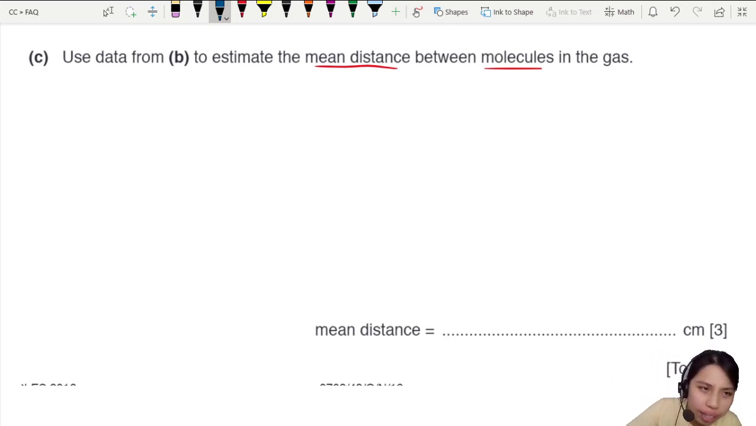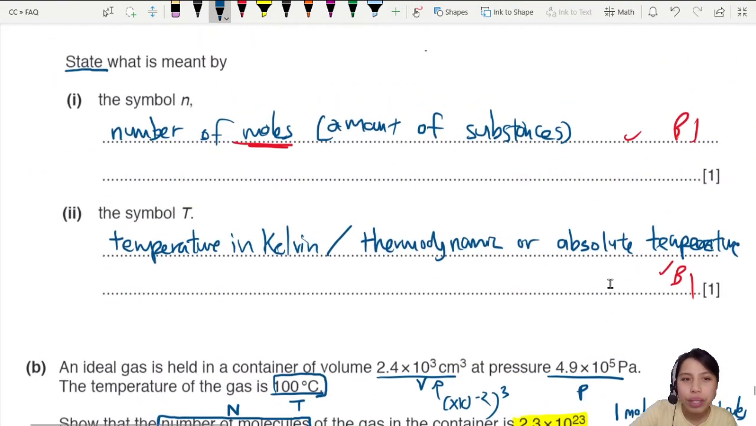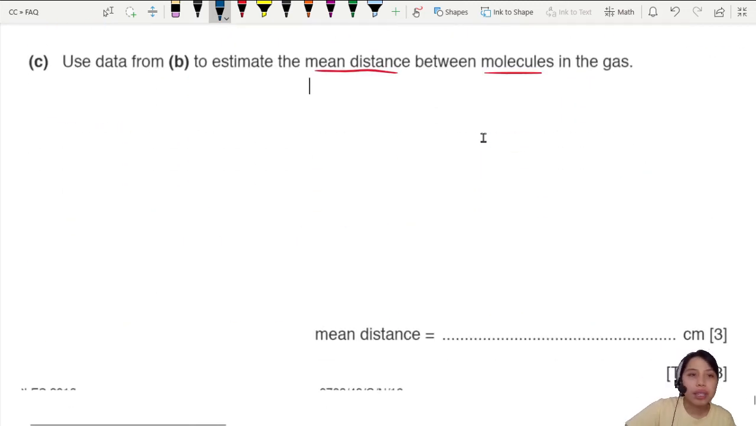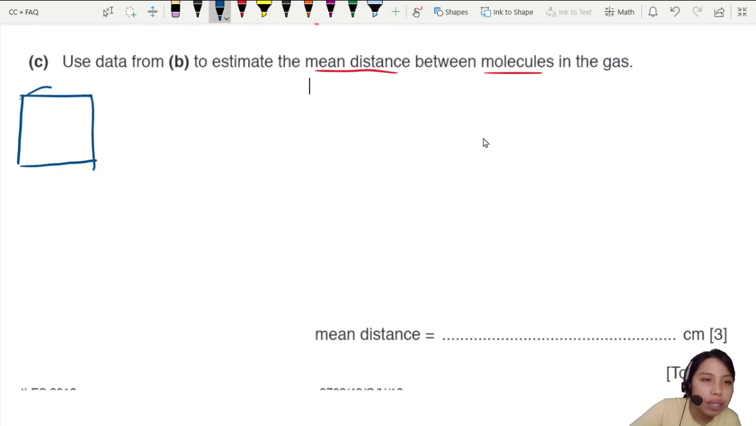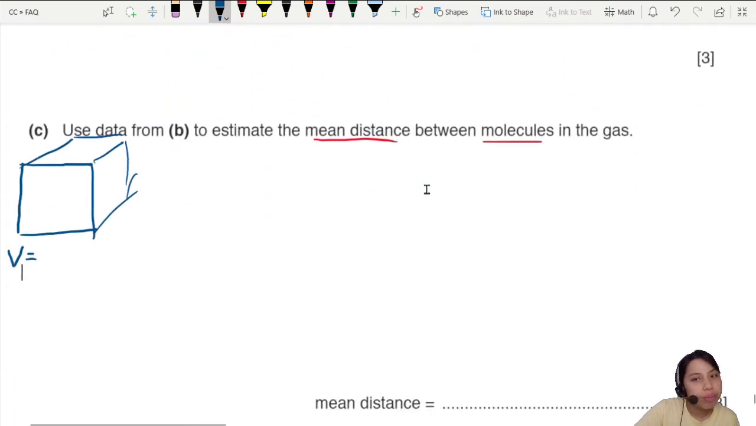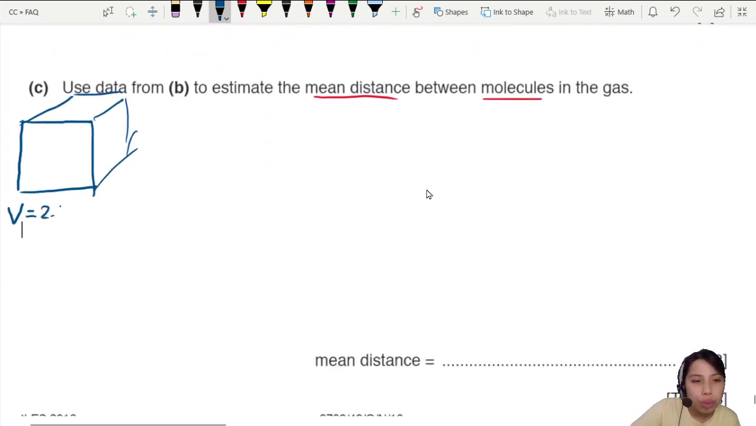You have a container, right? That's what they say in the beginning. Where's my container? Ah, container with a certain volume, 2.4. That means if I have a container, let me draw the container. Let's say a square-ish container, or even better, a cube. Whatever shape, I don't care. In that container, I have a total volume of gas, which is 2.4 times 10 to the 3 cm cubed.